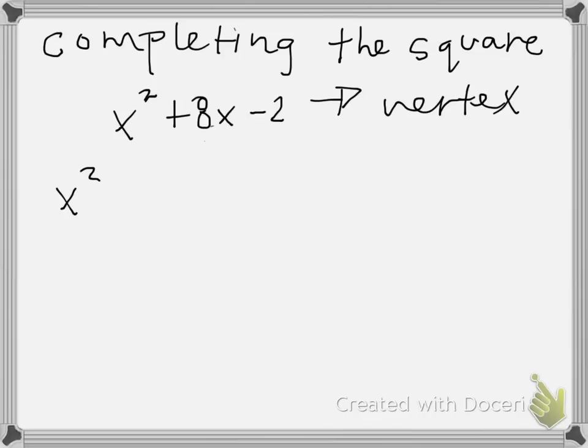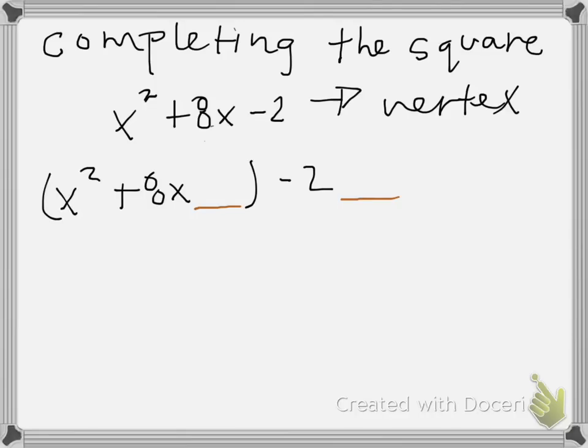You take x squared plus 8x and you separate it from the rest of the equation. Subtract 2 on the outside. Then you're going to find what we call a manipulation number. A manipulation number is a number that we're going to add onto the inside and subtract on the outside to create a perfect square within this equation.